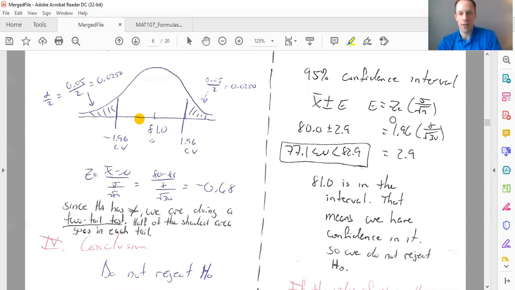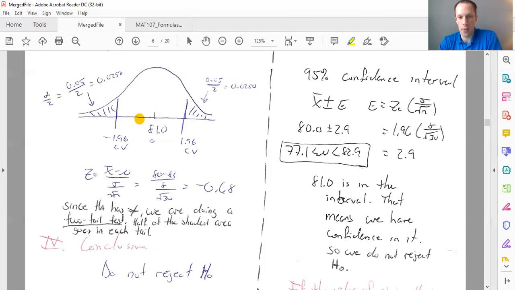You might remember that from our last video, where we take the sample average plus or minus the margin of error. And in this case, we know the population standard deviation. So we can use the z-score version of the margin of error formula. For 95% confidence interval, the critical z-score is 1.96. It's not a coincidence that was the critical value in the hypothesis test. So 1.96 times 8 over the square root of 30 gives you 2.9. Take the sample average, 80.0, and do plus or minus with 2.9. When you subtract, you get 77.1. When you add, you get 82.9.